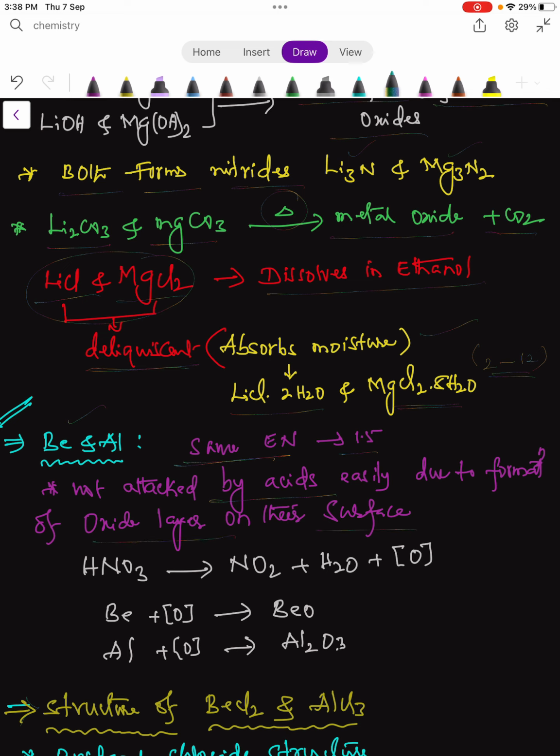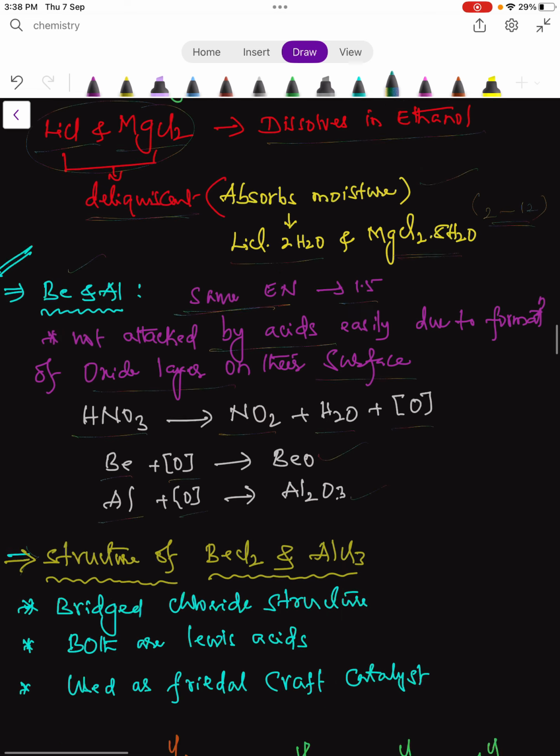So they are not attacked by the acids. When HNO3 reacts, it forms NO2 plus H2O, and nascent oxygen is formed. Beryllium reacts with this nascent oxygen and forms beryllium oxide. Aluminium reacts with oxygen to form aluminium oxide.